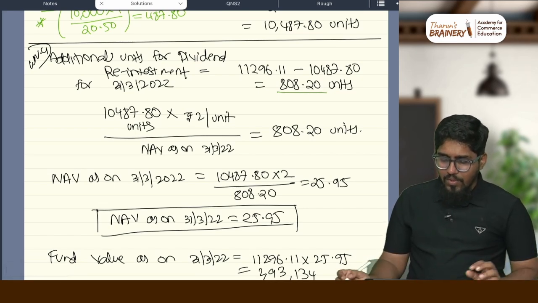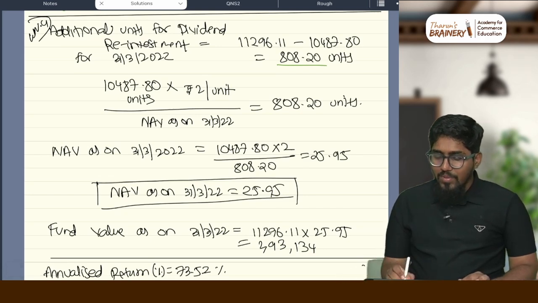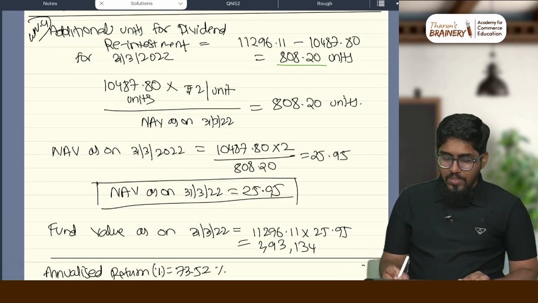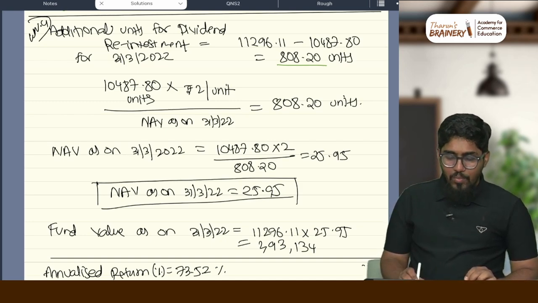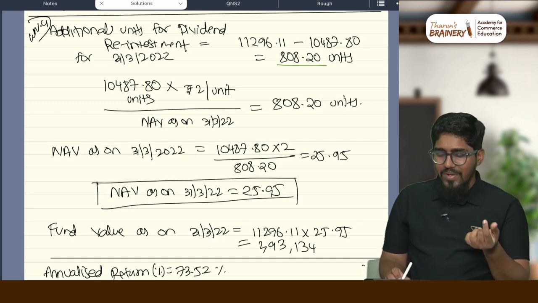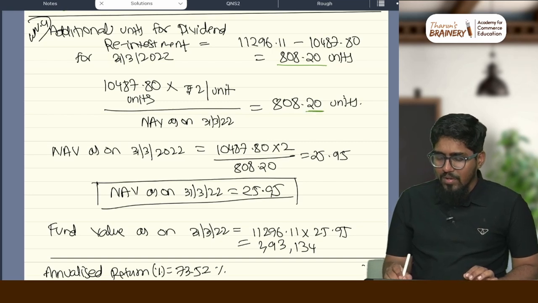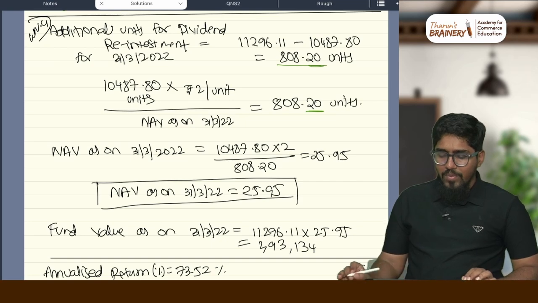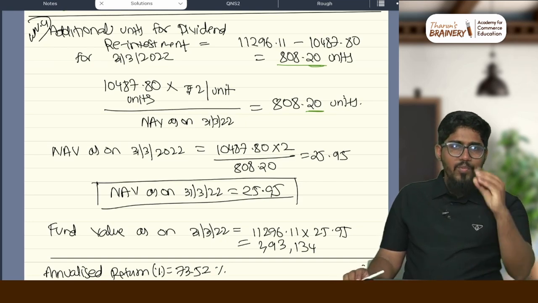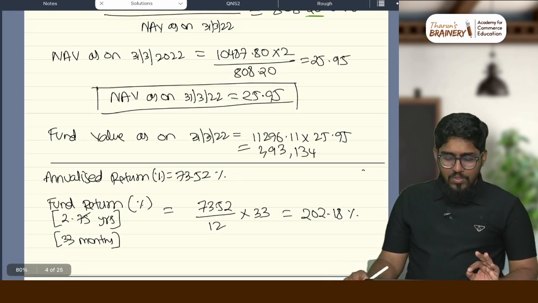So even if you do 31, your answer will not change. Your NAV will be 25.95 rupees. Now this 808.20, if you do 10487 into 2 divided by 808.31, you will get 25.95. I got something like 5 paisa difference. Okay, 26 I got. So 5 paisa difference. This is nothing but a small rounding off mistake here. Otherwise this is 808.31. If you do 808.31, you will get 26 rupees. Okay, some 5 paisa extra, so 26 rupees. That is what is the NAV as of 31/3/2022.